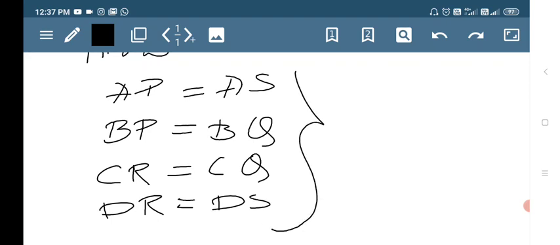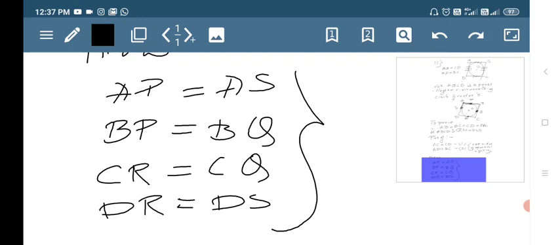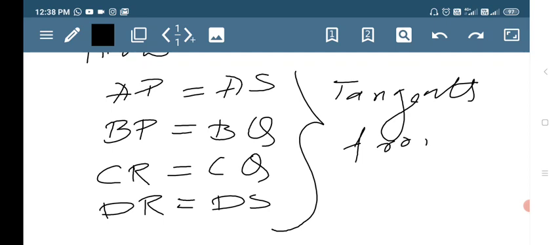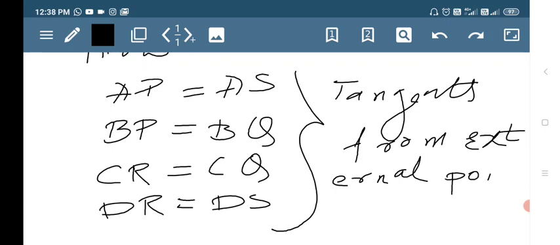Why are these all equal? Because here they are the tangents from an external point to a circle. Tangents from an external point to a circle. So adding, let this be equation 3.